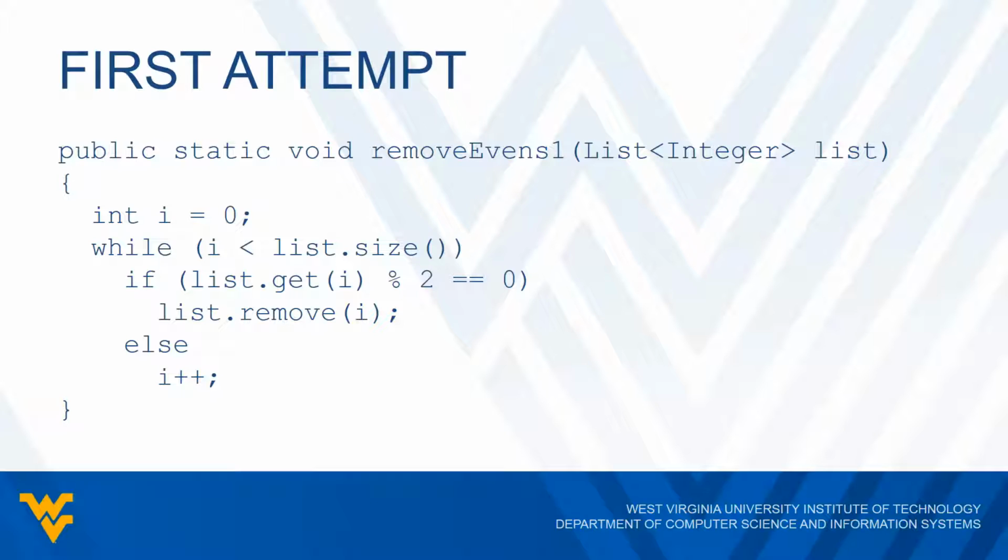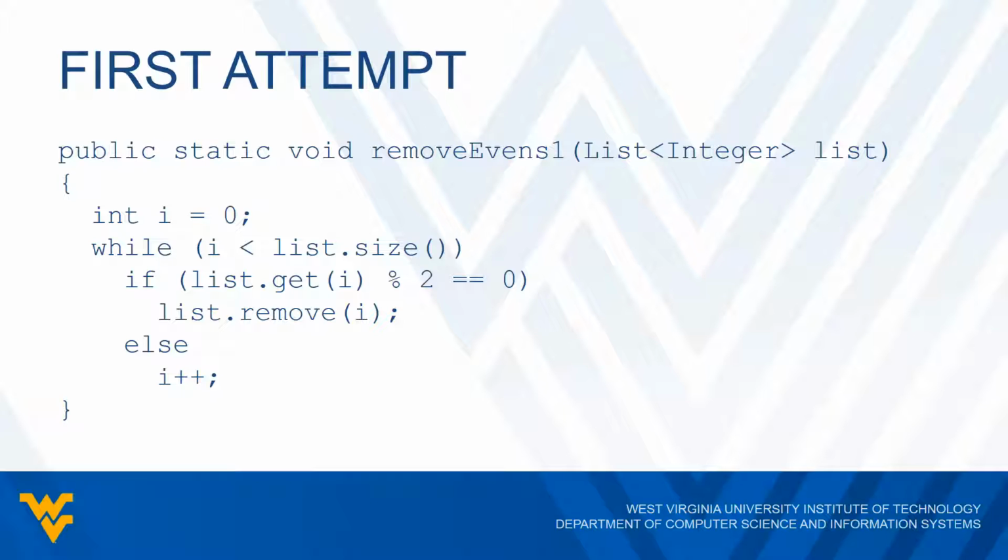Here's the code for our first attempt at removing the even valued items. We call this method removeEvens1. We're still going to pass our list, and we're using a while loop here instead of a for loop, even though there's somewhat of a fixed number of iterations. And you'll see why in just a bit.